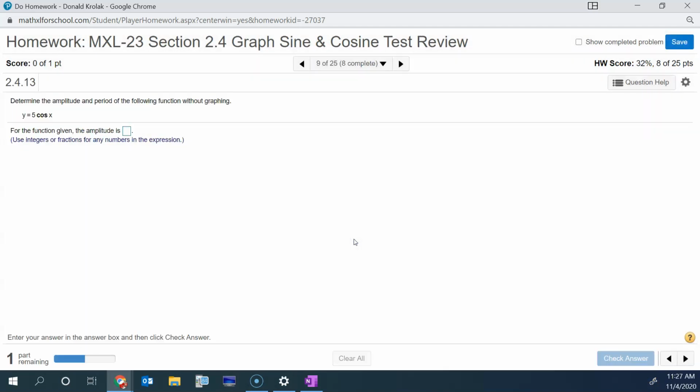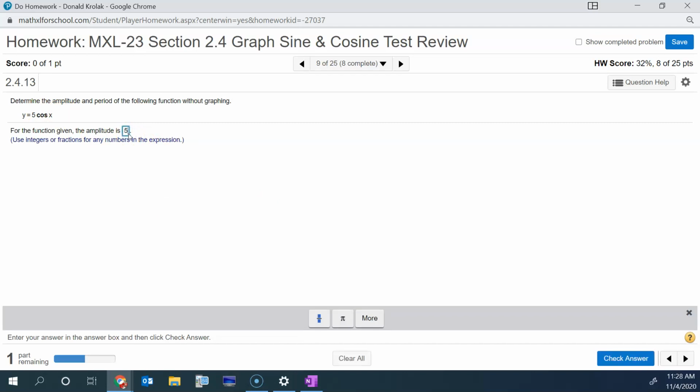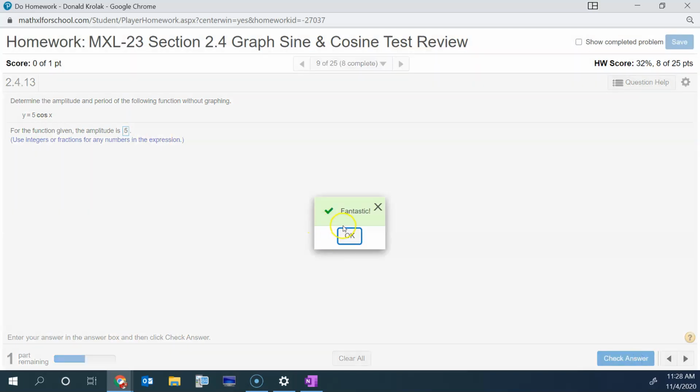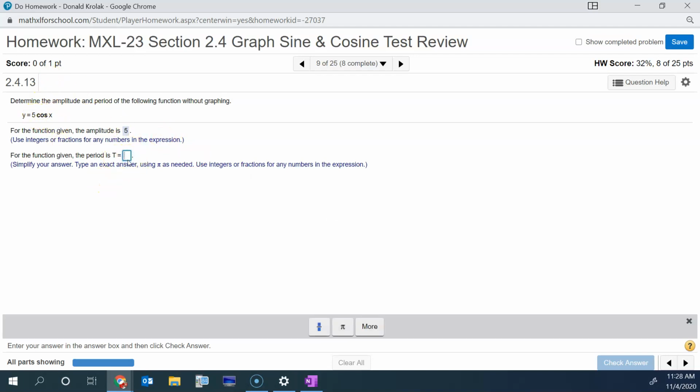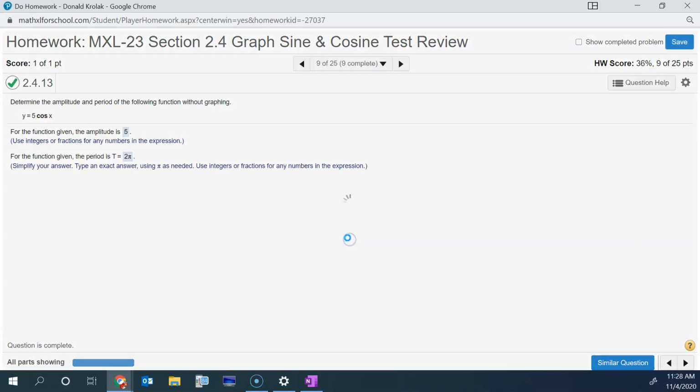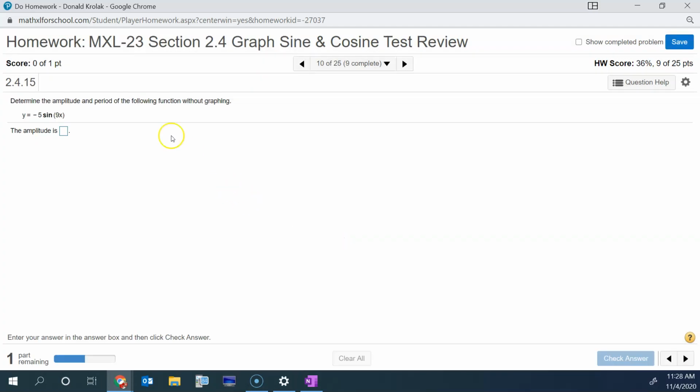All right. What is the amplitude? 5. Yep. Next question. Check the answer. Okay. Jace, what's the period of 5 cosine x? 2 pi. 2 pi. Okay. All right. Next one.